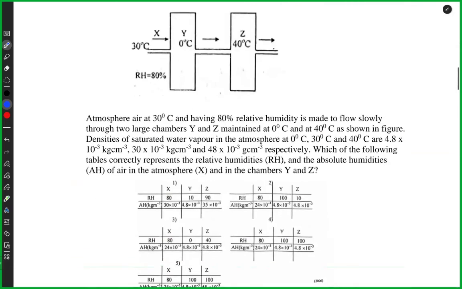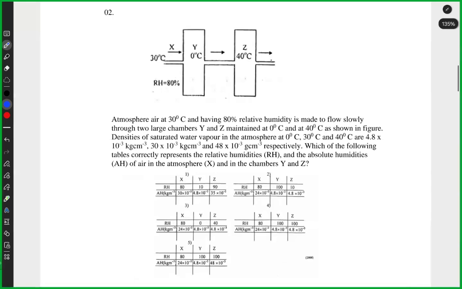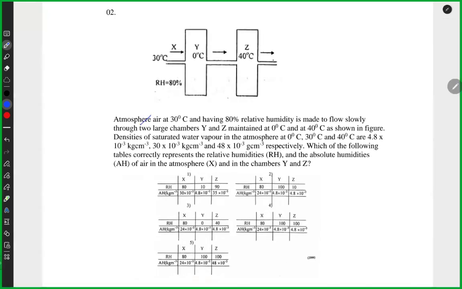Okay, and then this one. Atmospheric air, actually, this should be atmospheric air at 30 degrees Celsius having 80% relative humidity is made to flow slowly through two large chambers, Y and Z, maintained at 0 degrees Celsius and 40 degrees Celsius, as shown in the figure. Densities of saturated water vapor in the atmosphere at 0 degrees Celsius and 30 degrees Celsius and 40 degrees Celsius are 4.8, 30, and 48 multiplied by 10 to the minus 3. So always it's 10 to the power minus 3, right?